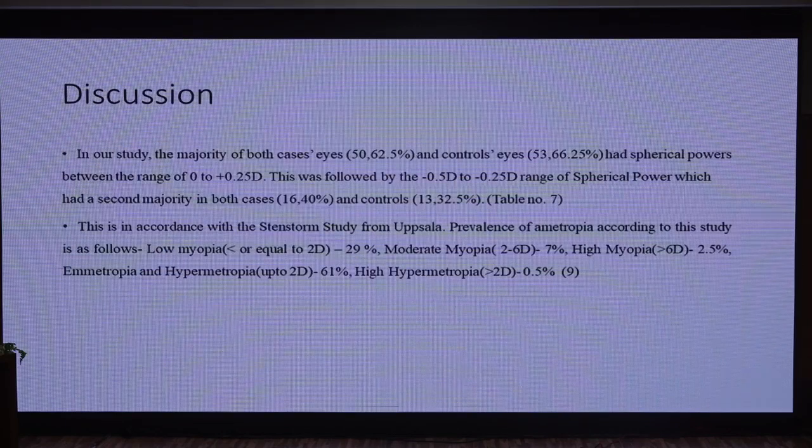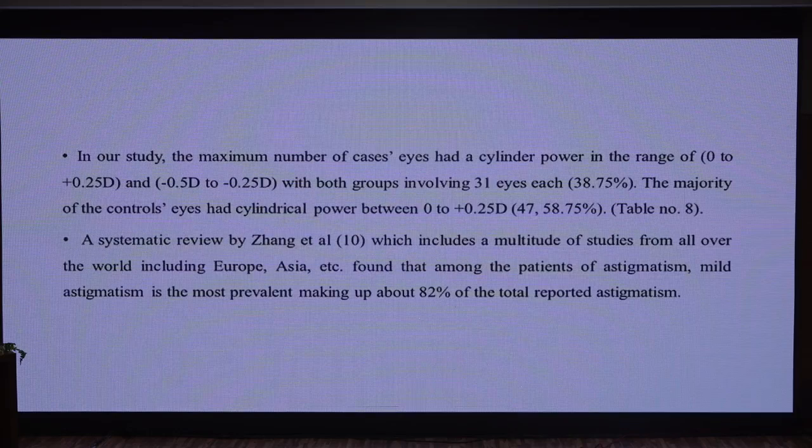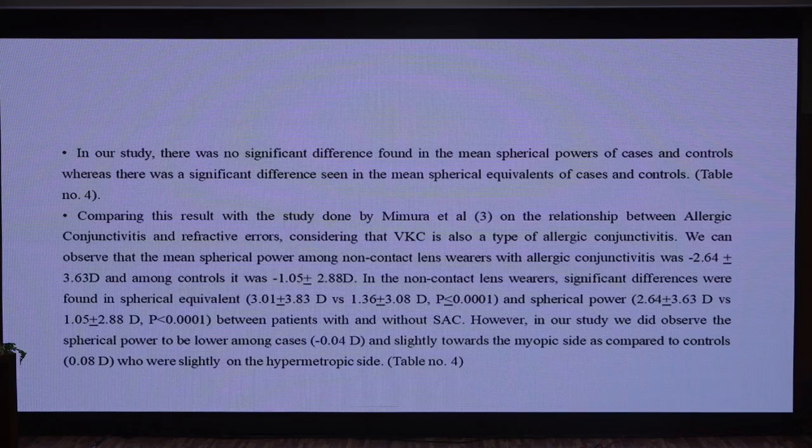Coming to the discussion, we saw that most of the cases and also the controls had power in the range of 0 to plus 0.25 diopter, and this is according to the standard Sandstorm study from Uppsala, which also says that most of the population is either emmetropic or hypermetropic. Also in our study, the maximum number of cases had cylindrical power slightly on the negative side, but mild astigmatism. And in the study done by Zhang et al., mild astigmatism was also the most prevalent among all the reported astigmatism cases.